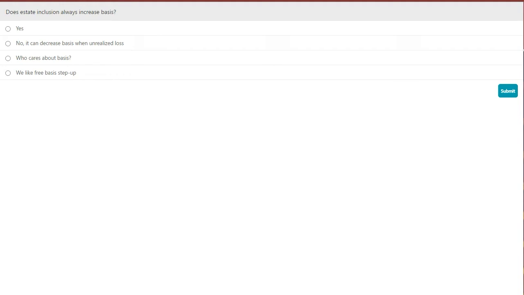Okay, so this was a question here. Does estate inclusion always increase basis? So I'll let people answer it. Okay, I think we can close the polling. And of course, my answer that I like is that no, it can decrease basis when there's an unrealized loss.